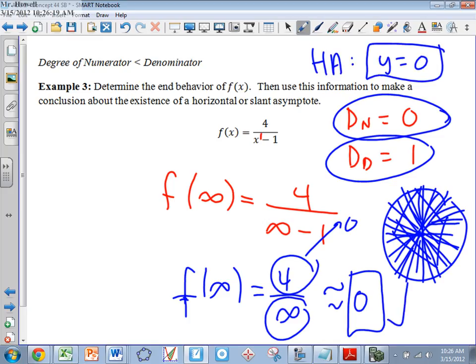That comes from right here. The fact that it becomes 0 as x goes to infinity, or it becomes 0 as x goes to negative infinity. So whenever you have a degree where the numerator here is less than the denominator, we can say that there's a horizontal asymptote. Where is it located? At y equals 0.